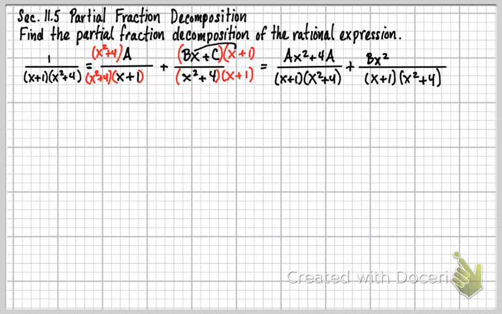Now that's this one here. Okay, now I'm going to do the next one. So that's bx times 1. So that's going to be plus bx. And I'm just going to keep going with this. Plus cx, and plus c. So now I have both of these multiplied out.